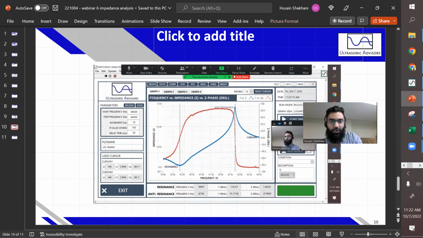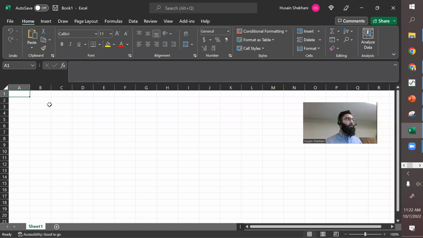So this is the resonant frequency right here of the lowest impedance, and this is the anti-resonance frequency here of the highest impedance. So that's usually two things that we end up marking down: the resonance frequency and the anti-resonance frequency.